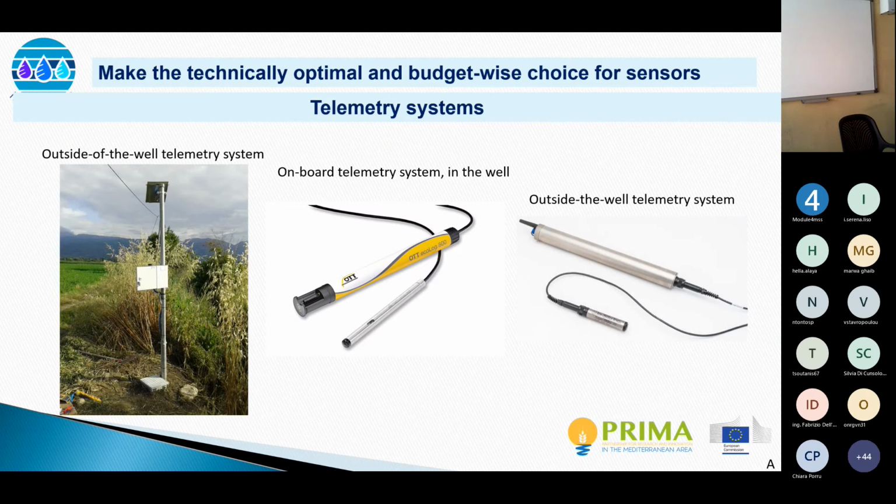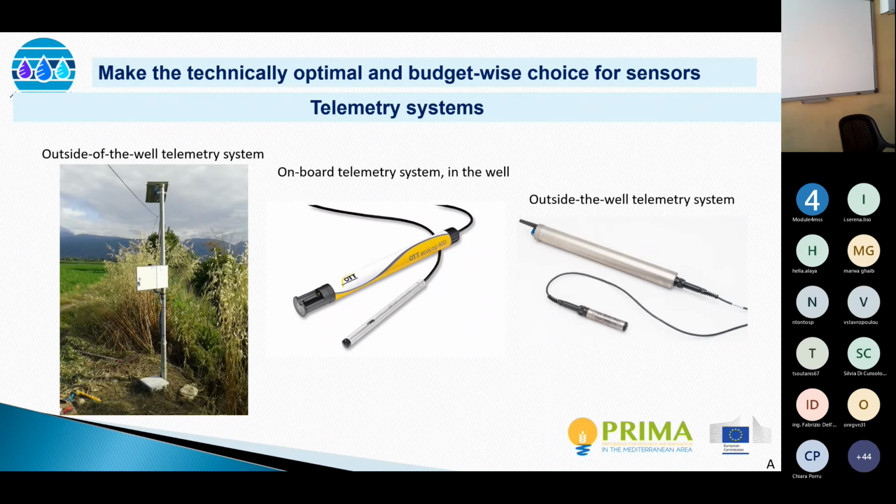Then you have an onboard telemetry system which goes in the well, and this means that the sensor and the telemetry unit are connected with the same cable, and they go hand in hand. You don't have an option to remove the telemetry unit and go standalone. It's a fixed system with the batteries and the telemetry in. The good thing about it is that, provided you have the right well, you can install it in the well and nothing is visible.